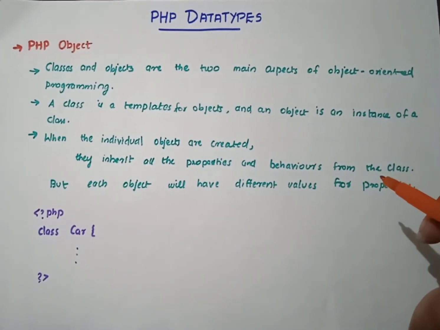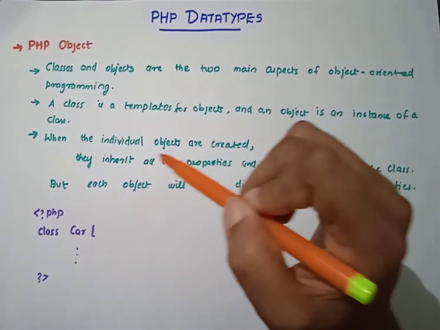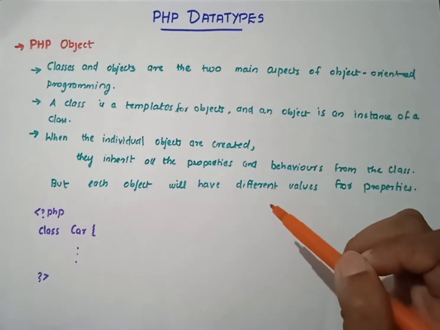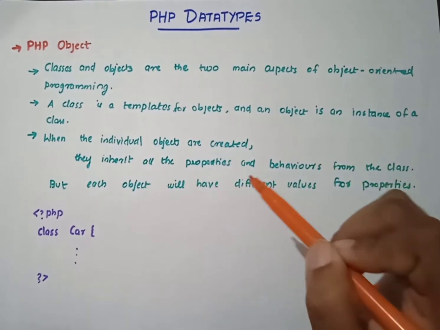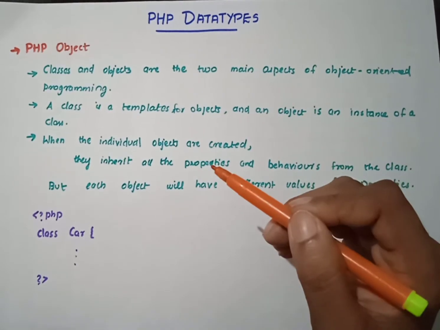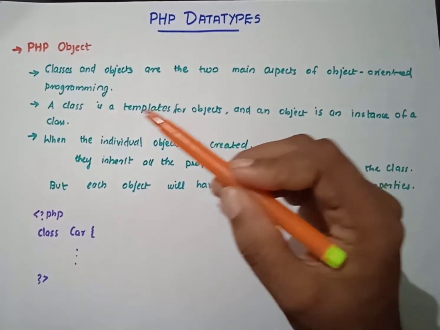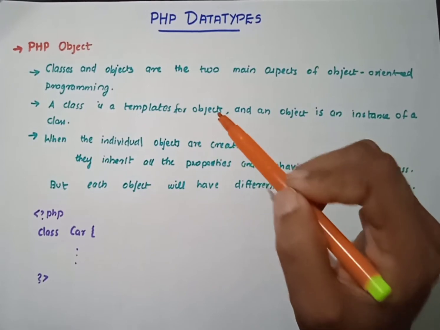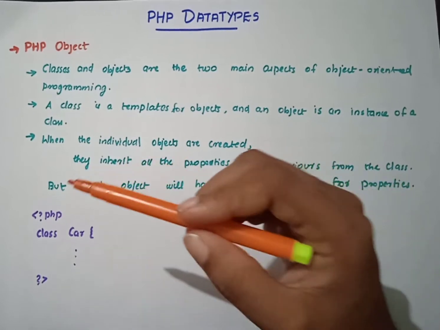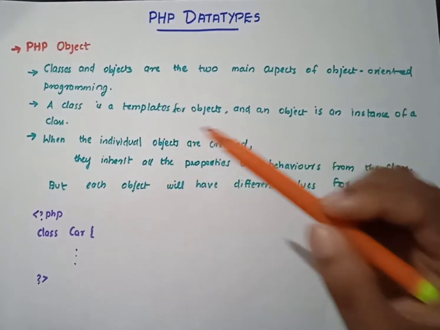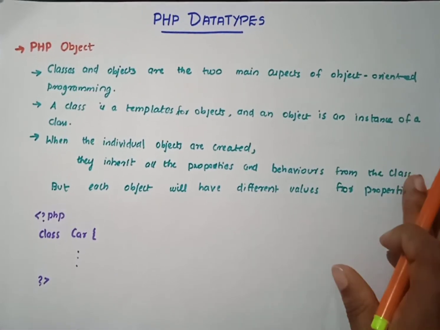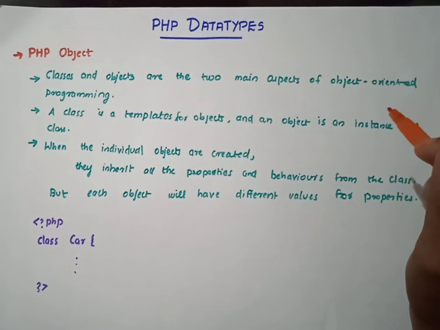Okay, so when the individual objects are created, let's see how this works. They inherit all the properties and behavior from the class. That's why we said that the class is actually the template for each object created from that class. But each object will have different values for the properties.